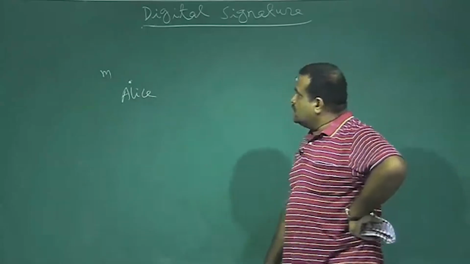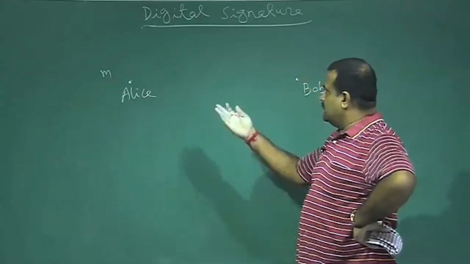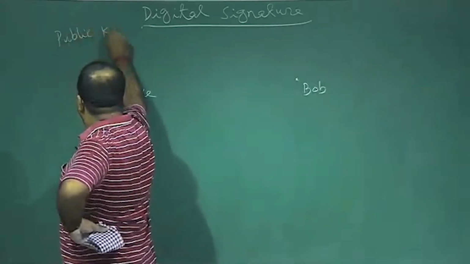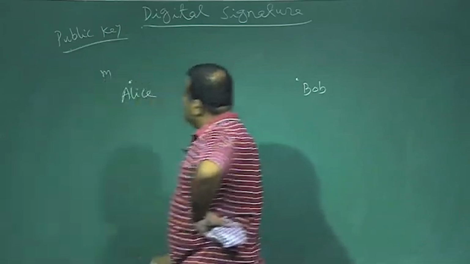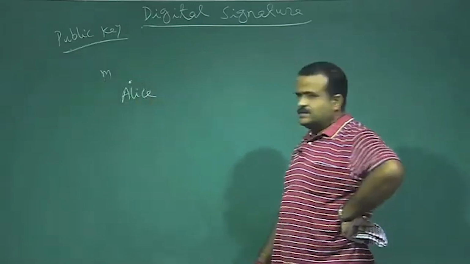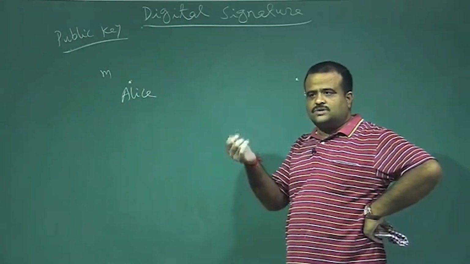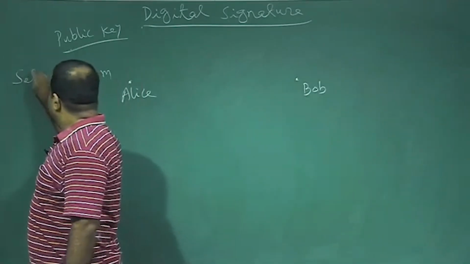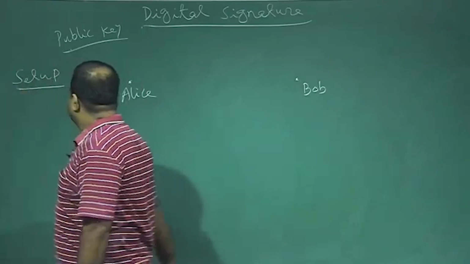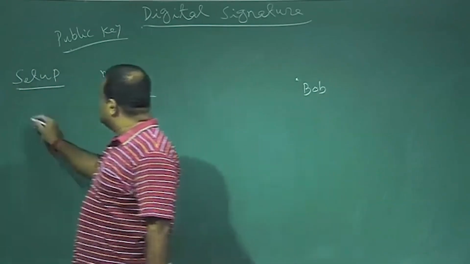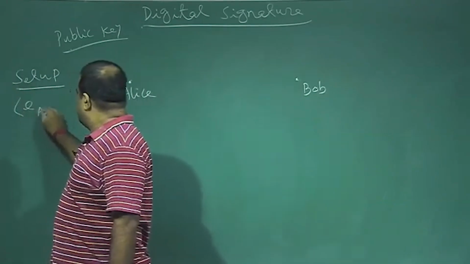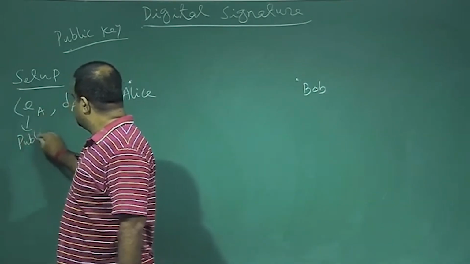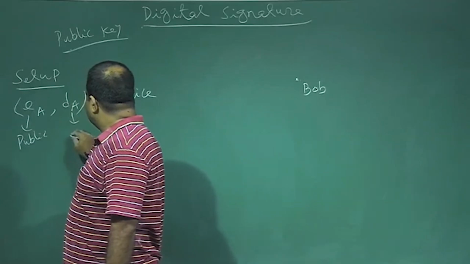Now the digital signature is the public key setup. Now Alice is sending a message to Bob. So Alice has to sign on the message. So this setup phase has to be done by Alice. In the setup phase, Alice has to generate the EA, DA, so Alice public key and Alice private key.